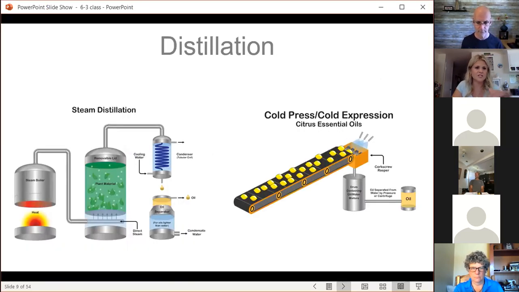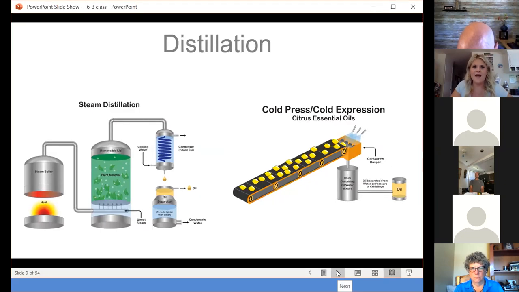And so this is just an image of some of the distillation. We have steam distillation and we have cold press distillation. A lot of times our citrus oils are cold pressed. This will give you a little bit of an idea of some of the distillation process. I'm not going to go deeply into that.